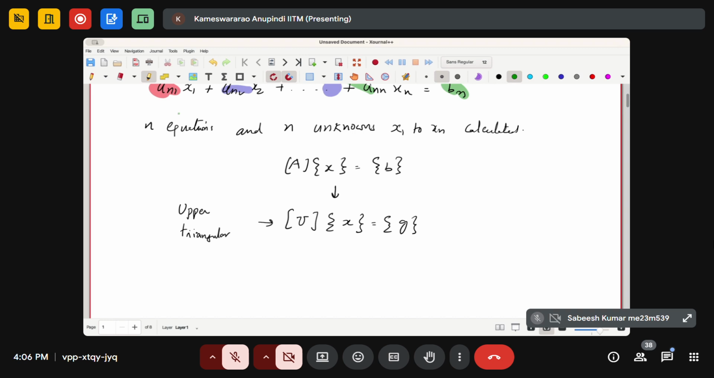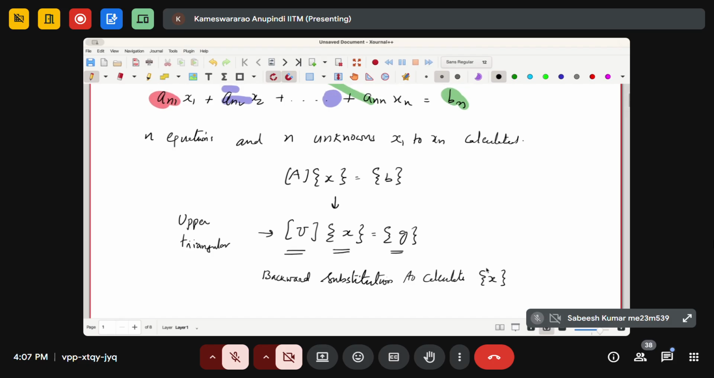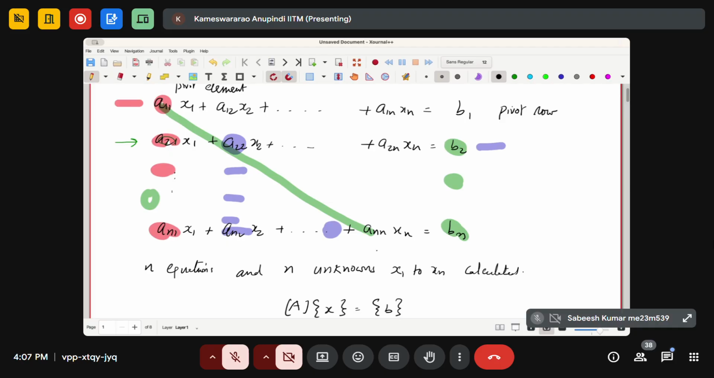Now, once you have obtained this kind of an upper triangular matrix with the x dependence and g, you can use backward substitution to calculate the entire x vector. That means we can first calculate from the last equation the value of xn, right? And then we'll use backward substitution again to calculate xn minus 1, and so on all the way to x1. So that is the idea.